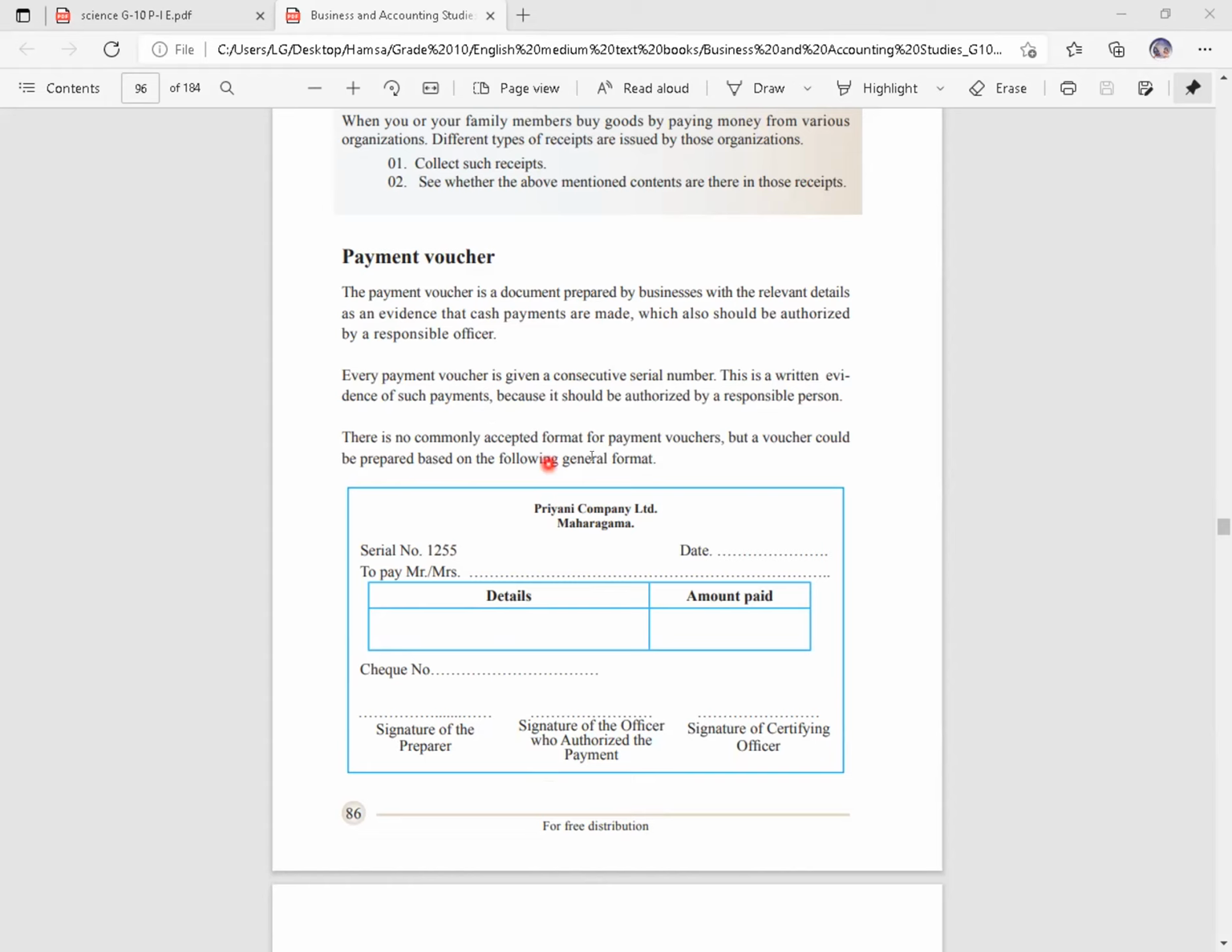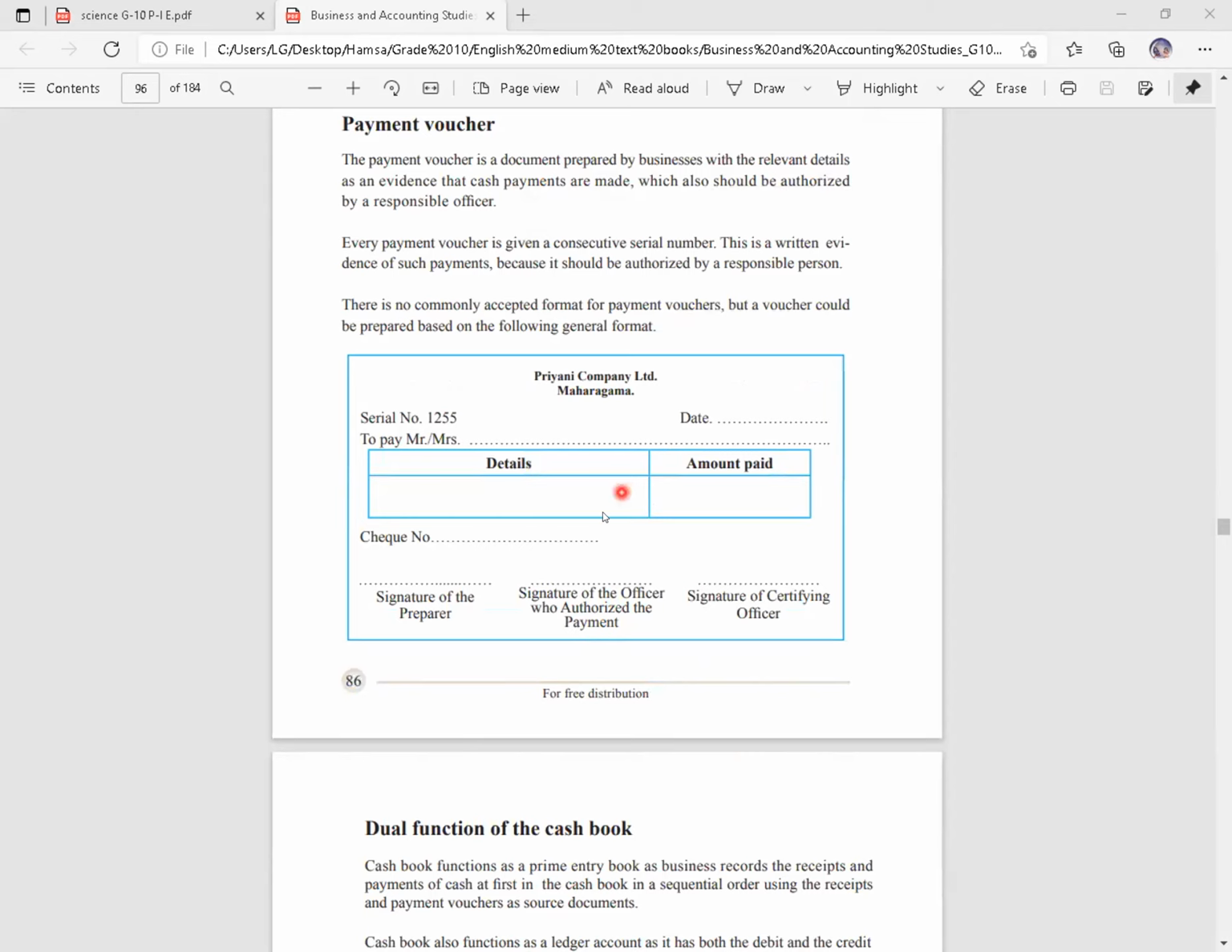So there is no commonly accepted format. For the payment voucher also, this is not the exact format. This is just an example, right? It differs from business to business. Some businesses will be doing different activities, so according to their activities, the payment vouchers, the receipts, the formats will differ. But whatever details are needed should be mentioned inside the format. So this is the example for payment voucher.